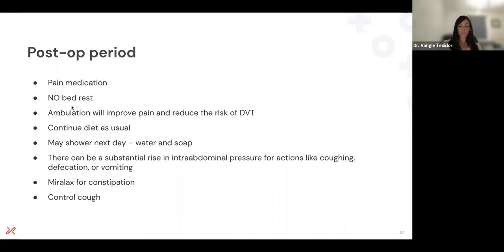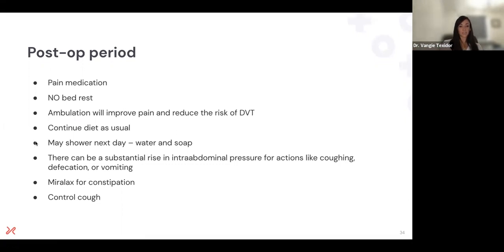So you don't want bed rest. That's a thing of the past. You want the patient to walk. Walking is going to help reabsorb the gases and the belly go down again and pain get better, even though at first it's not going to look like it. It's not going to feel like it. Plus, ambulation is always going to decrease your risk of getting a blood clot too. You're going to continue your diet as usual. There's no contraindication. I didn't do anything to your bowel, so you go back to normal.